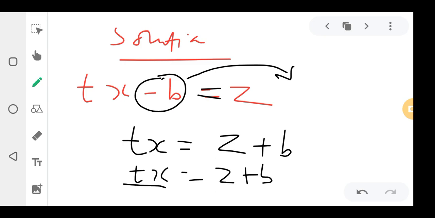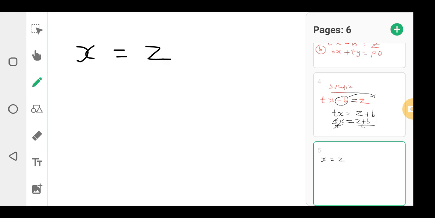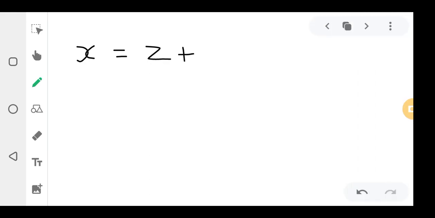And then you divide this side by t, and the other side by t. So t comes out. Therefore x is equal to z plus b over t. Okay, that's the answer.